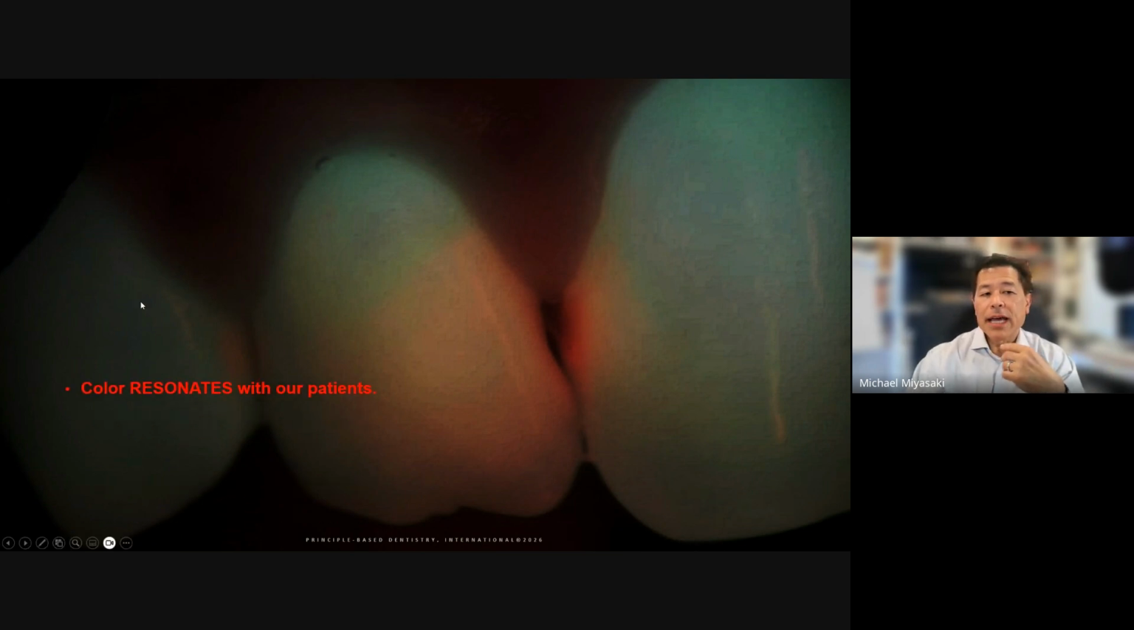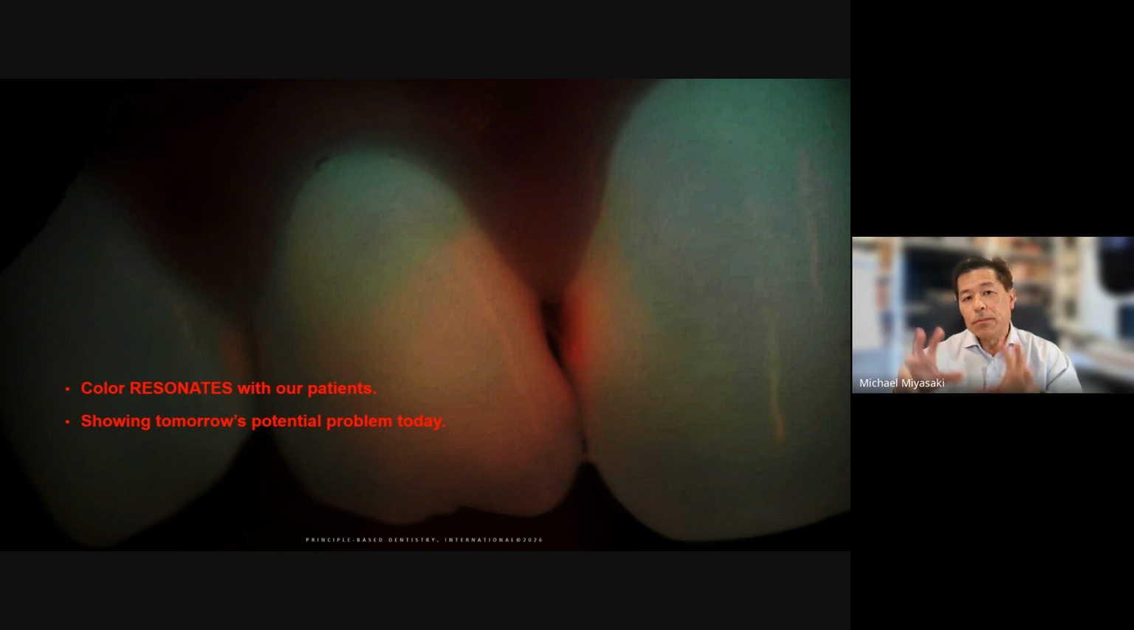But what's happening now is our patient doesn't have to read a radiograph. The color begins to resonate with the patient, because all we do is we tell the patient, red is bad. So if you see a lot of red, that's not a good sign. What this QBLISS system and technology is doing is it's showing us tomorrow's potential problem today. And that's why if we had caught this earlier, it could have been prevented, because we would have seen the biofilm in the interproximal area between that central incisor and the lateral incisor, and we could have told the patient, we need to keep this area cleaner.